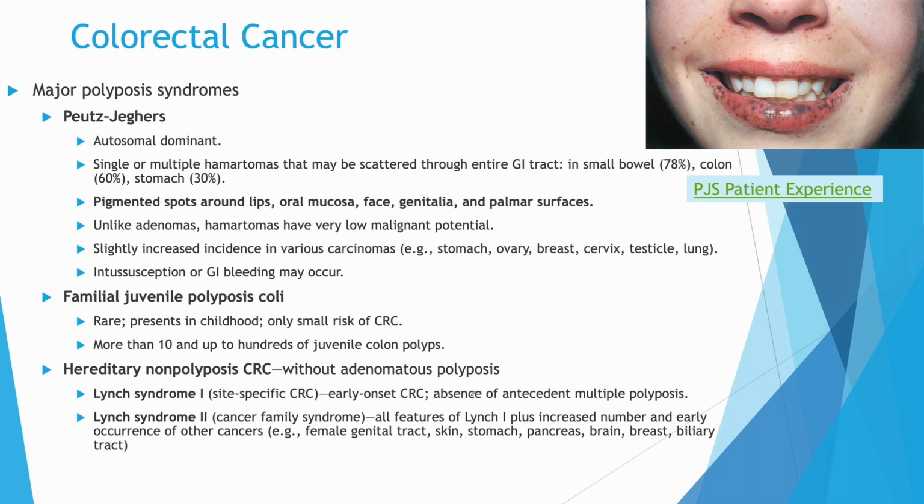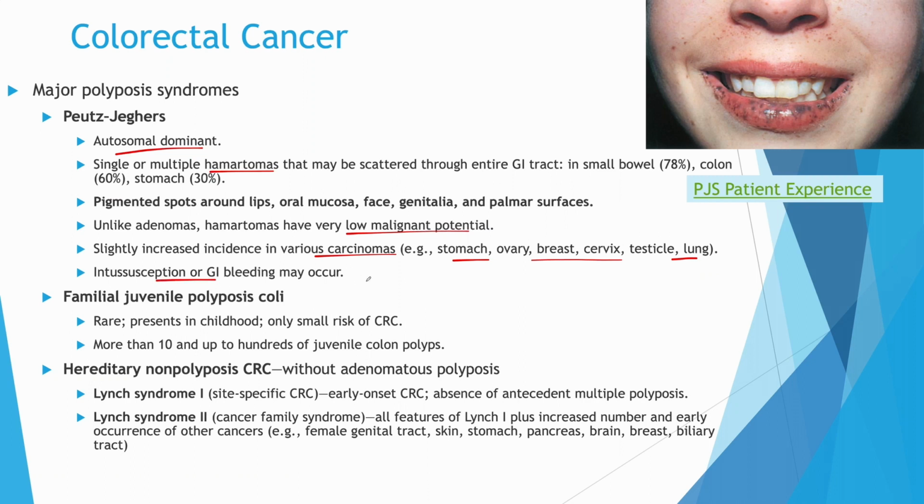There are other polyposis syndromes. One is called Peutz-Jeghers. This is also an autosomal dominant. It's a pretty rare disorder. These patients tend to have hamartomas, which are benign and have a very low malignant potential. They also get these melanotic macules, these little kind of look like freckles, especially around the lips and the face and genitalia. And if you see that, you should think Peutz-Jeghers.